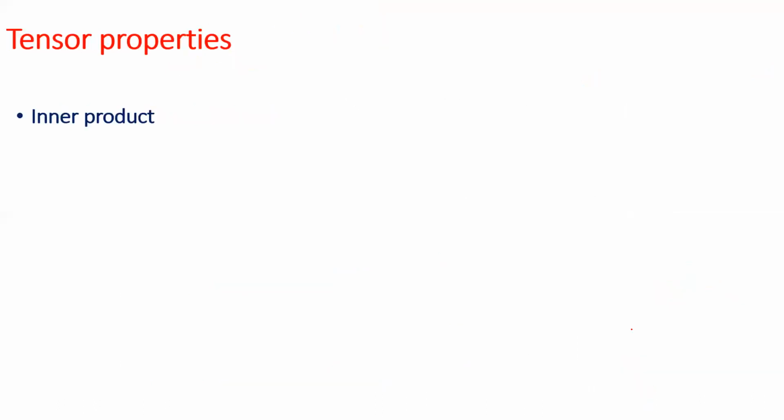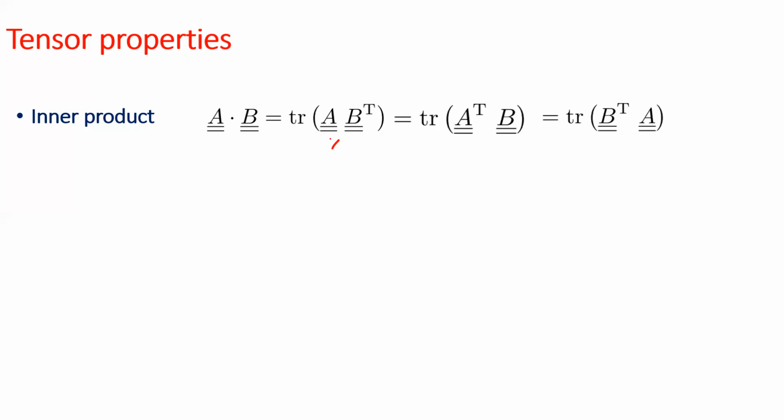A few more properties will be commonly used. One is the inner product. The inner product of any two tensors is defined as the trace of A times B transpose. You know how to multiply two tensors, and you multiply A and B transpose, which gives you one more tensor, and the trace of that tensor is a scalar. So the inner product leads to a scalar. And once you switch to indicial notation, which you will be doing, each thing will follow from the other.